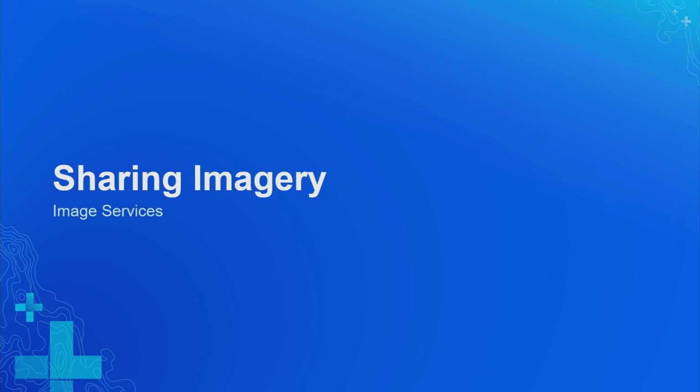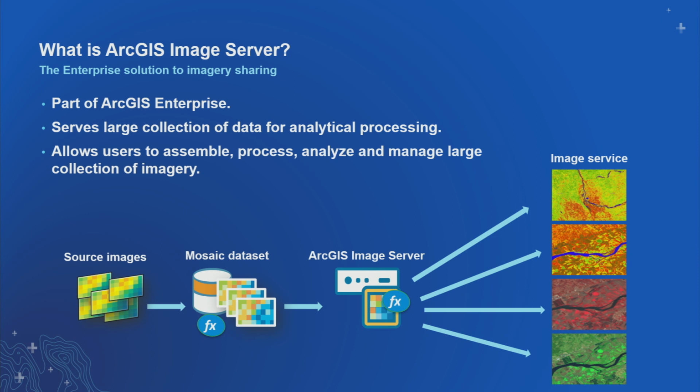I'll be talking about sharing imagery using ArcGIS. One of the main components of the sharing story with ArcGIS is the ArcGIS Image Server. ArcGIS Image Server is part of ArcGIS Enterprise, and it provides a distributed computing and storage system that can allow you to analyze and serve large collections of imagery data. It allows you to assemble, process, analyze, and manage large collections of multi-resolution overlapping images, which were collected over a period of time using different sensors and from different sources.